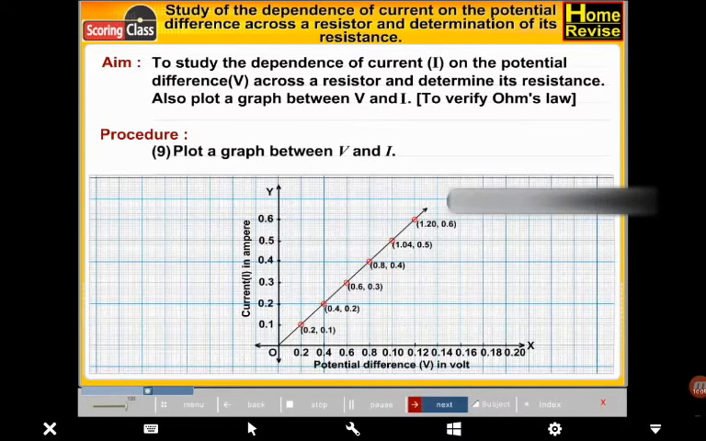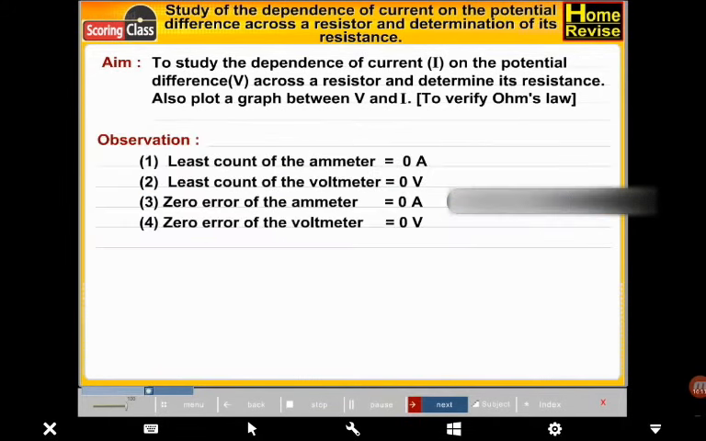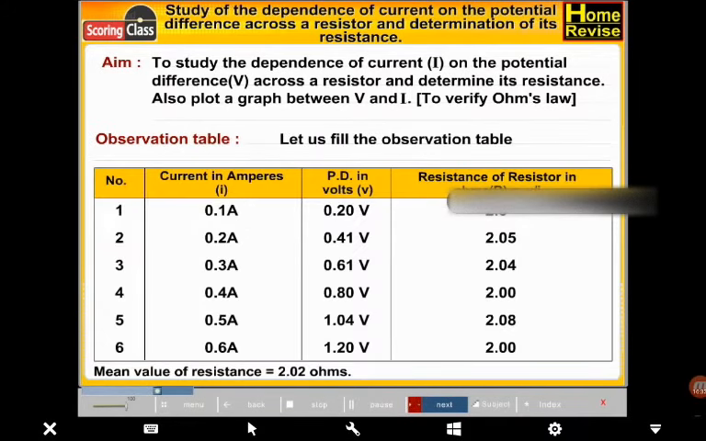Plot a graph between V and I. Observations. Number 1. Least count of the ammeter is. Least count of the voltmeter is. Zero error of the ammeter is. Zero error of the voltmeter is. Now let us see the observation table. Mean value of resistance is.